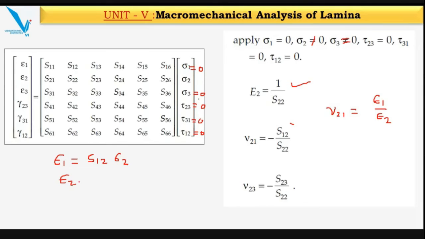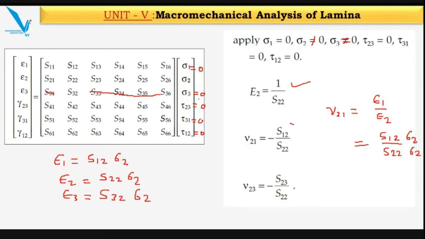Epsilon 2 is equal to S_22 into σ_2. And ε_3 is equal to only the second term, so it will be S_32 into σ_2. So for ν_21, ε_1 is S_12 σ_2, and ε_2 is S_22 σ_2, with a minus of this. The σ_2 will get cancelled, so we get S_12 upon S_22. This is what we derived here.